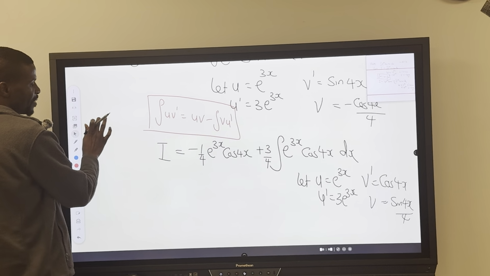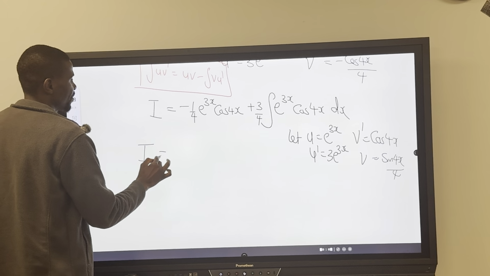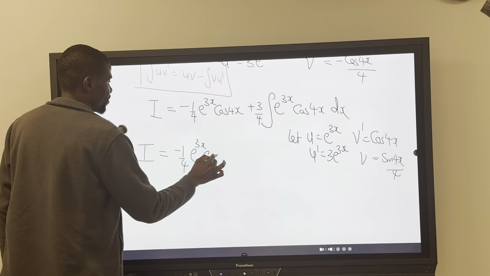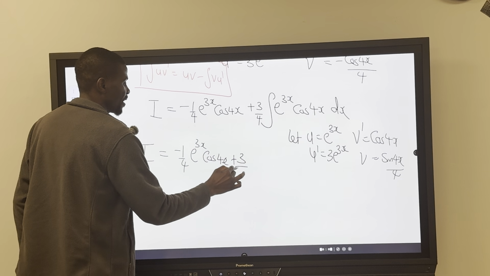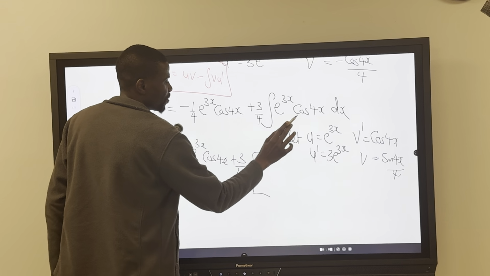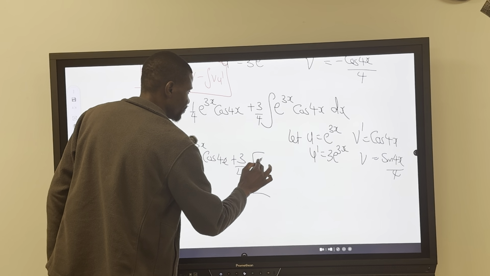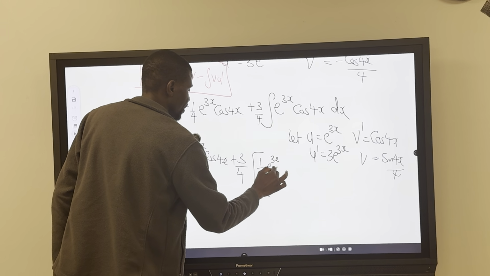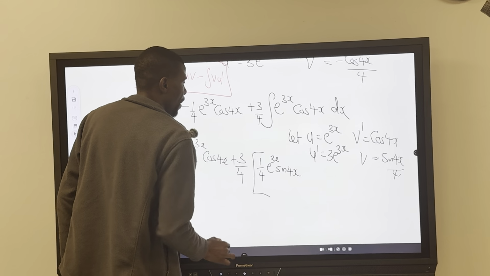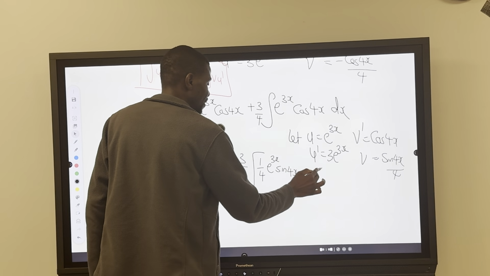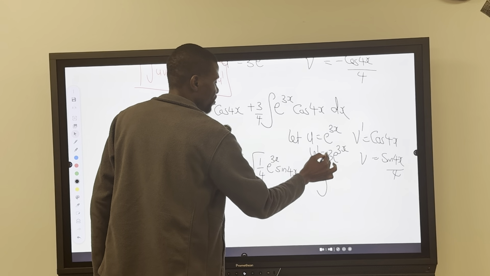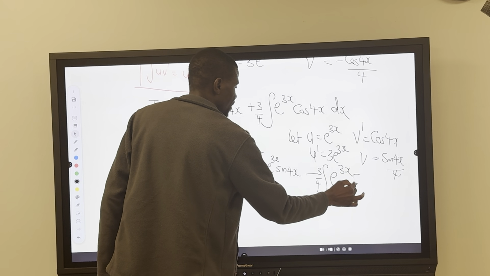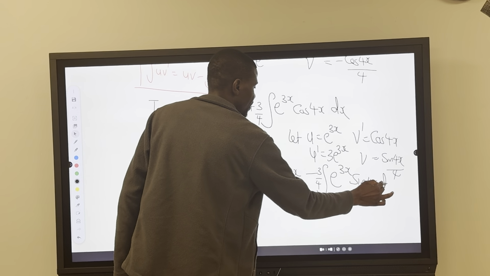So now I will have I equal to negative 1 over 4 e to the 3x cosine of 4x plus, remember I have 3 over 4, so it's now uv, so it's 1 over 4 e to the 3x sine 4x minus the integral of v du, so I'll take out 3 over 4, then I have e to the 3x sine 4x dx.